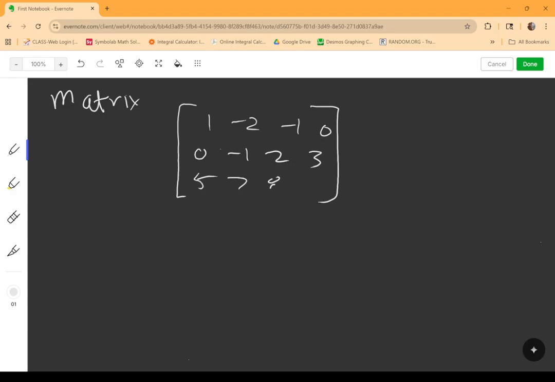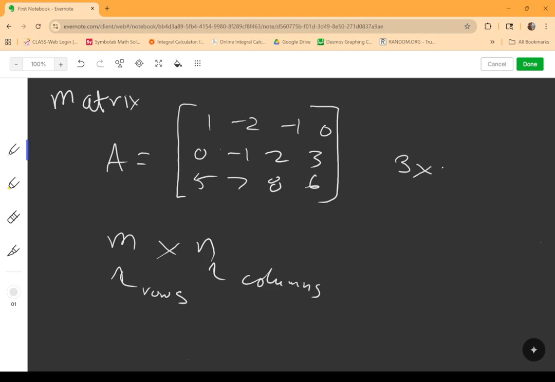So first of all, let's start with just basic definitions. A matrix is a collection of numbers, here 0, 7, 8, 6, organized in rows and columns. The notation says m by n, where m refers to the rows and n refers to the columns. So for above, the matrix A is a 3 by 4 matrix.